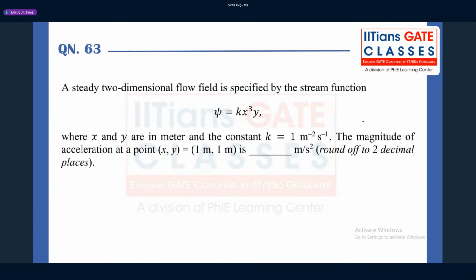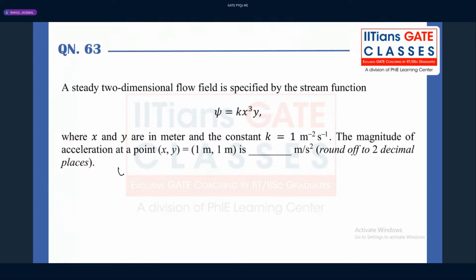Now moving on to the last problem, that is the fifth problem. You can see here what they mentioned, guys. Read the problem. Study two-dimensional flow field. You can see the stream function, which is a function of x and y, where x and y are in meter, and the constant k is 1 per meter square per second. The magnitude of the acceleration at a point x comma y will be what?